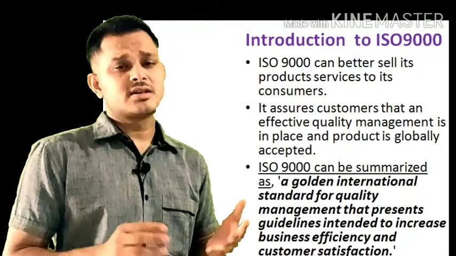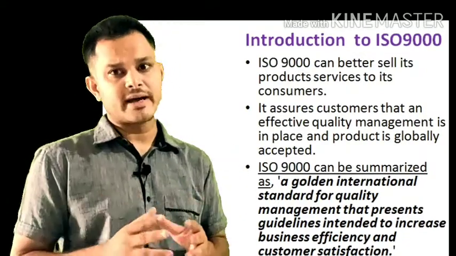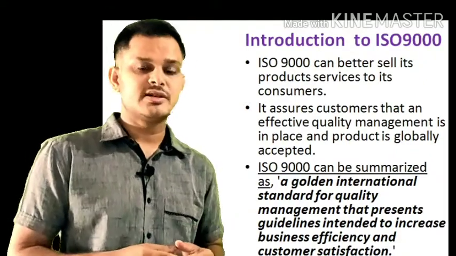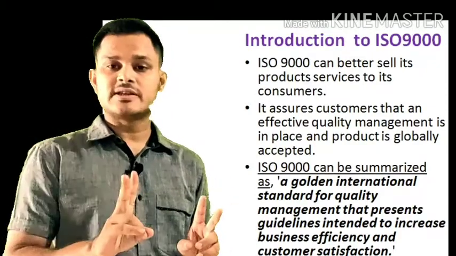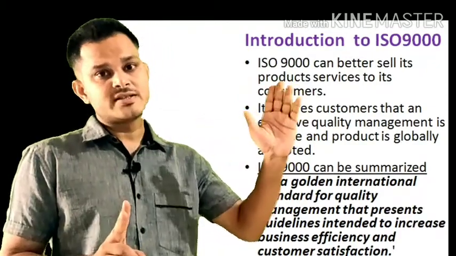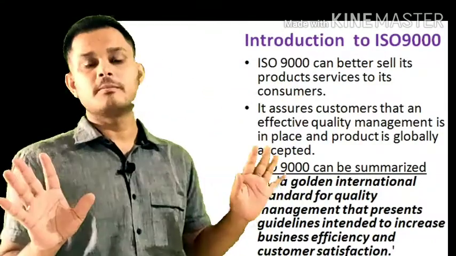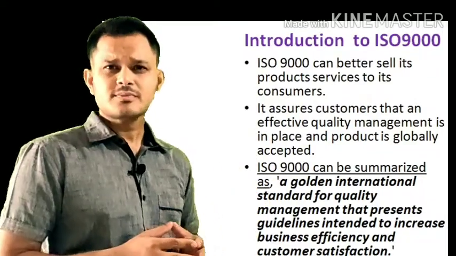ISO 9000 can be summarized as a golden international standard for quality management that presents guidelines intended to increase business efficiency and customer satisfaction. It has both things, business efficiency as well as customer satisfaction. That means the producer and the consumer both must have good quality products and satisfaction.